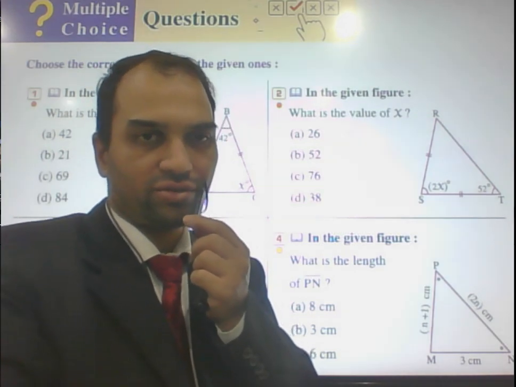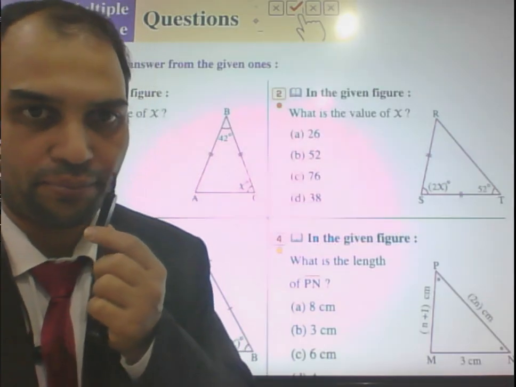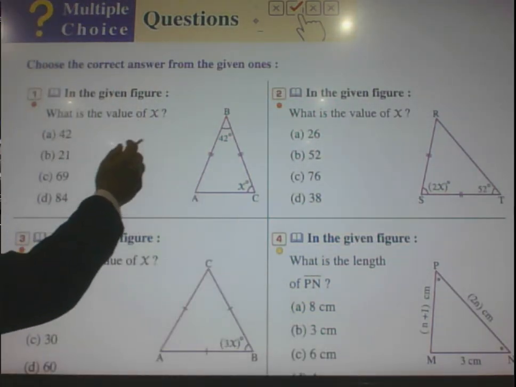Today we'll explain a new lesson. Multiple choice questions speak about isosceles triangle and theorem. Okay, look with me at the first question here. In the given figure, what is the value of x?